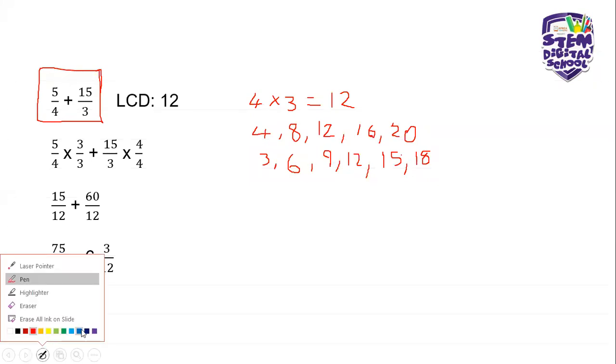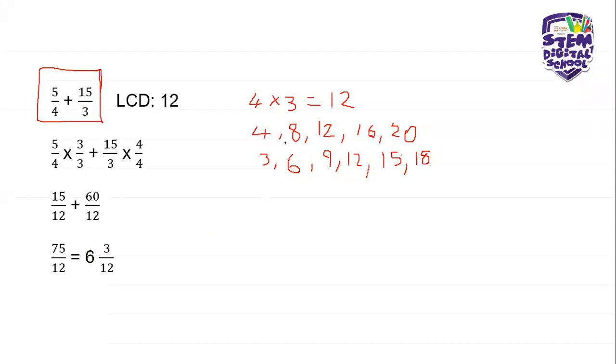The next step is now, what do I do? Which number here is common and the lowest? Circle. This side is 12. This side is 12. That's how you find your lowest common denominator.